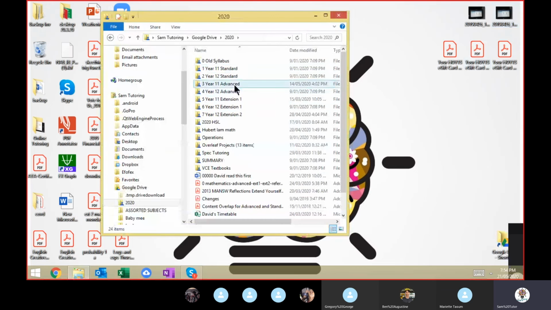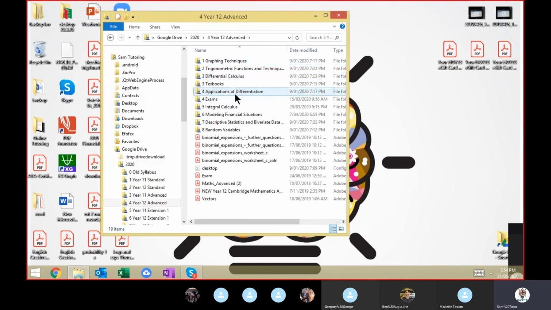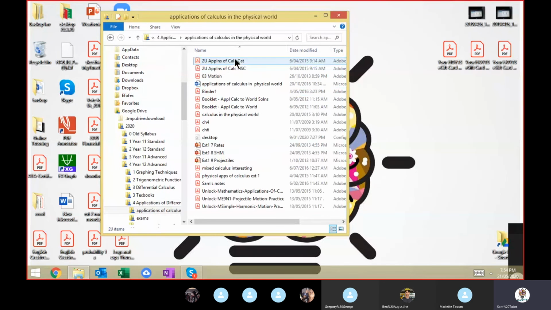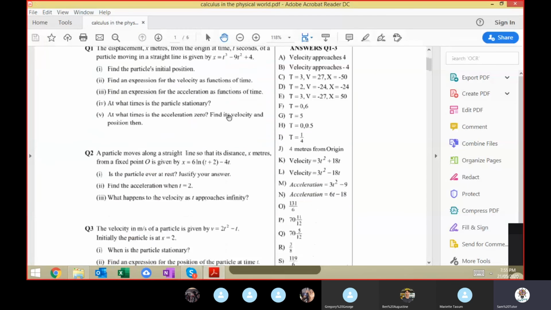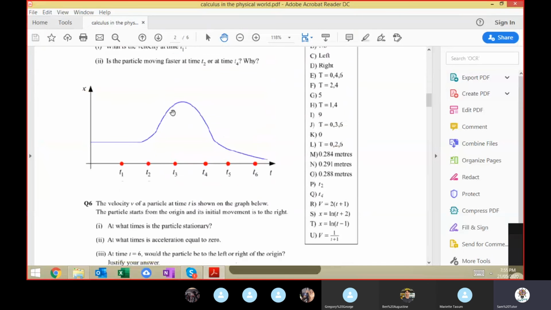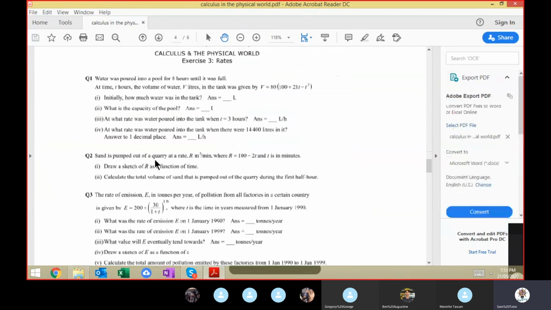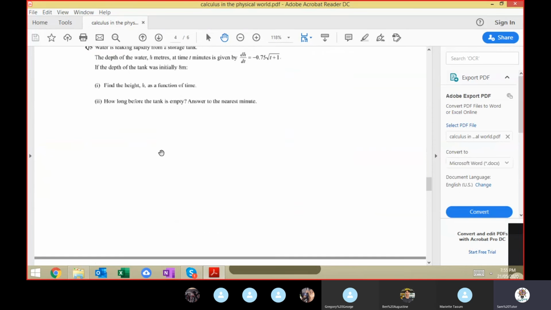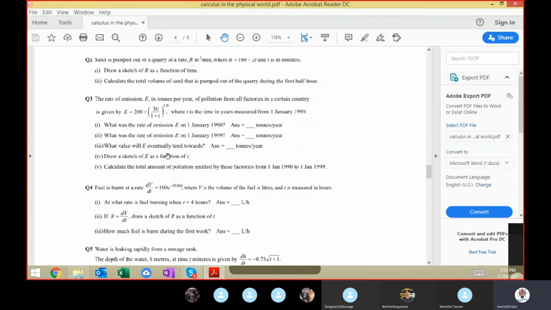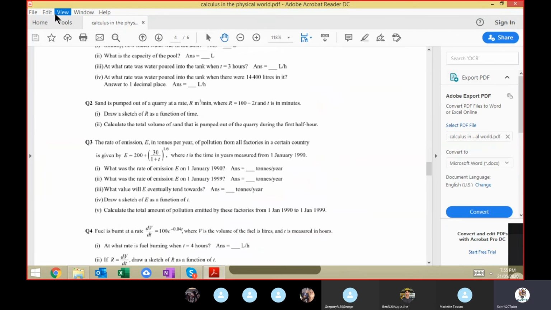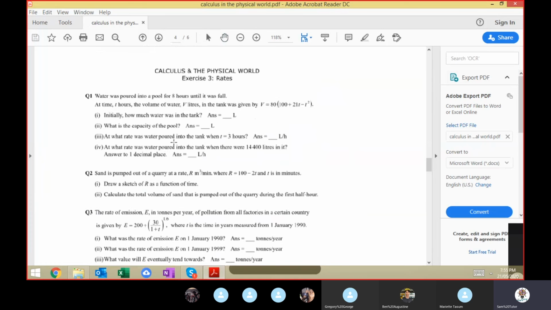2020 year. What did I say? Year 12 advanced applications. Okay. I won't be able to write on this. But let me just see. How am I going to do this? I'm going to take a snapshot. Okay.